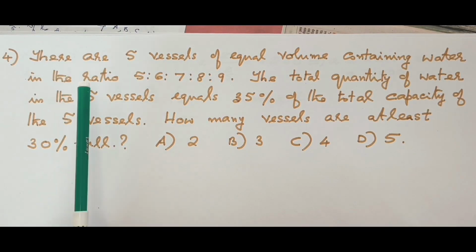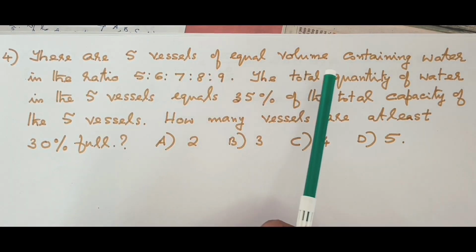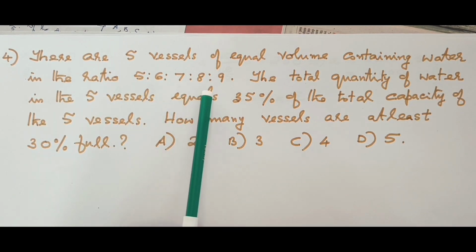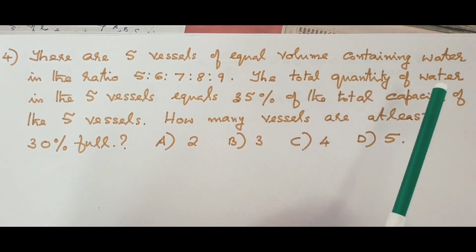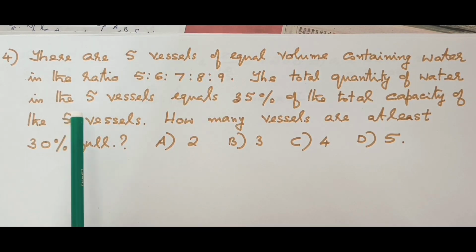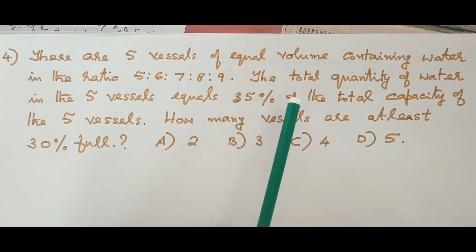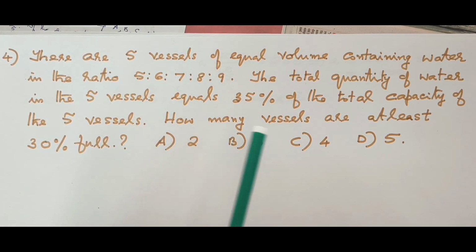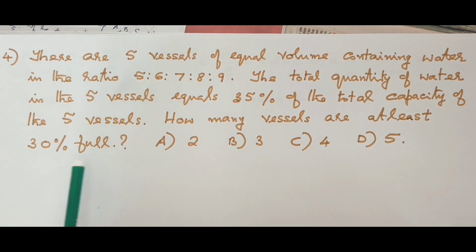Fourth question is, there are 5 vessels of equal volume containing water in the ratio 5:6:7:8:9. The total quantity of water in the 5 vessels equals 35% of the total capacity of the 5 vessels. How many vessels are at least 30% full?